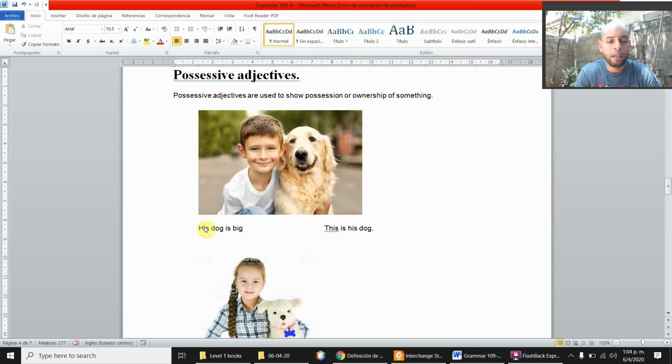His dog is big. This is his dog, referring to this little guy over here next to the boy. His dog. The dog is his. The dog belongs to him. It's like the dog is his property.